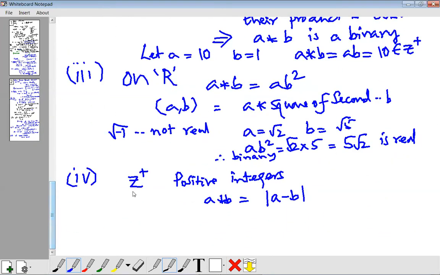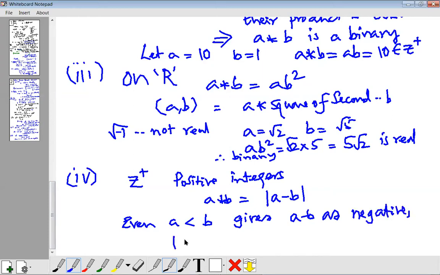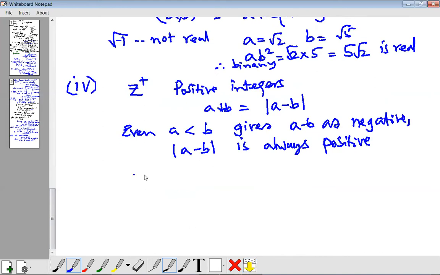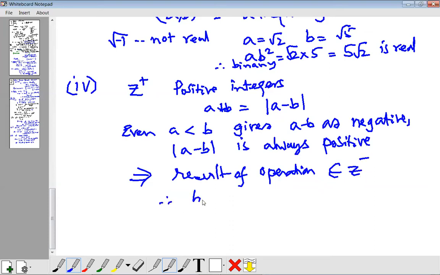Now, even if A is less than B, which gives A minus B as negative, mod A minus B is always positive. So that implies that the result of the operation belongs to Z plus, therefore binary.